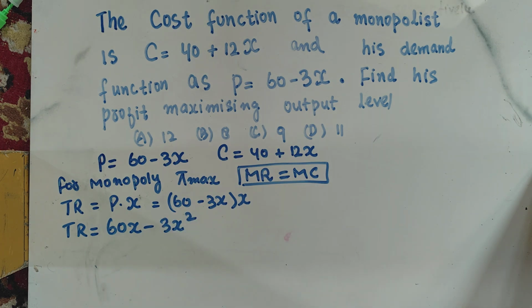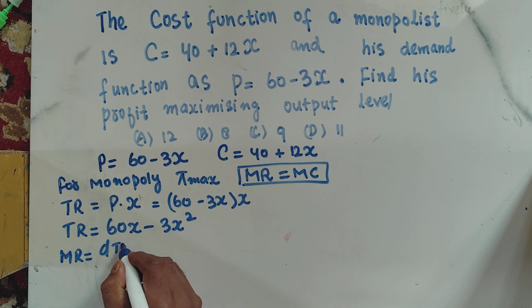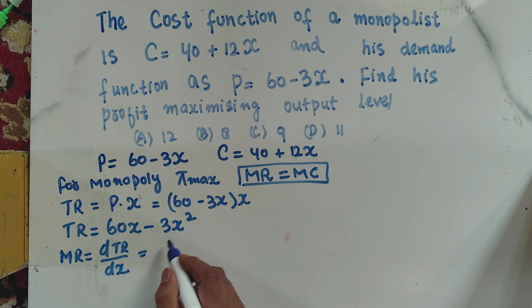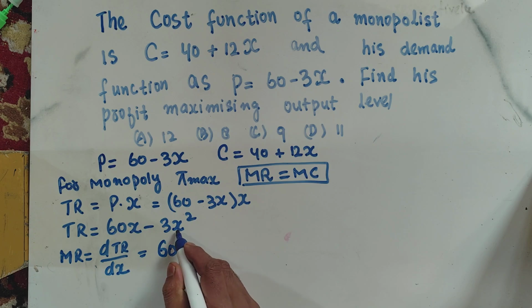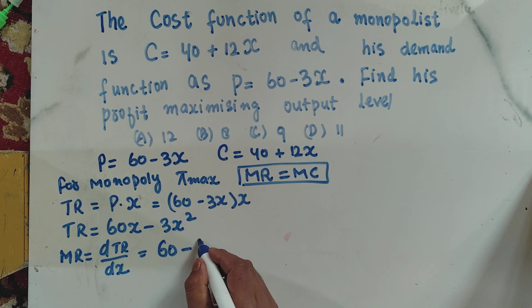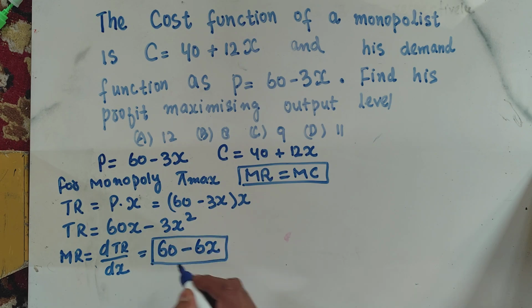Now we need to find out the marginal revenue, that is the change in the total revenue due to the change in the output. The derivative of this function with respect to x: derivative of x is 1, so we are left with 60, minus derivative of x squared is 2x, so 2 into 3 is 6x. This is our marginal revenue.